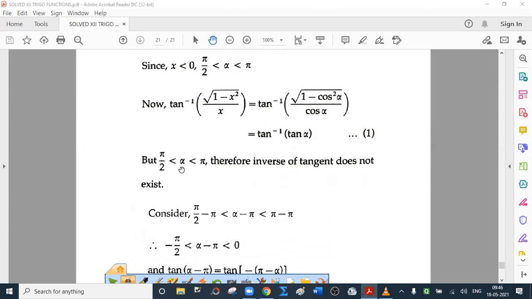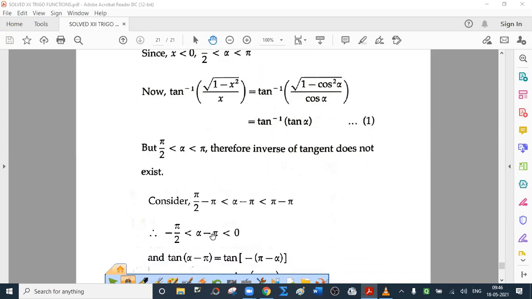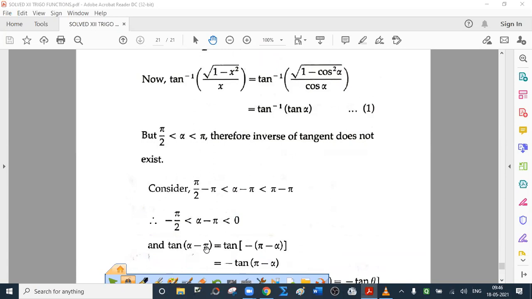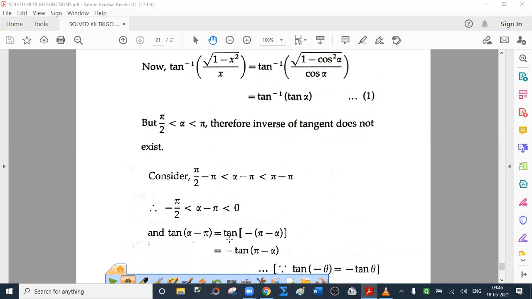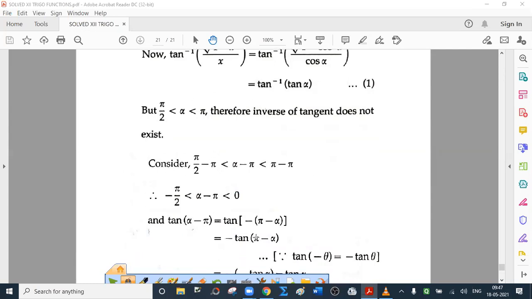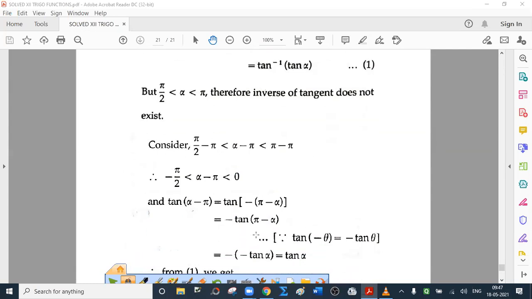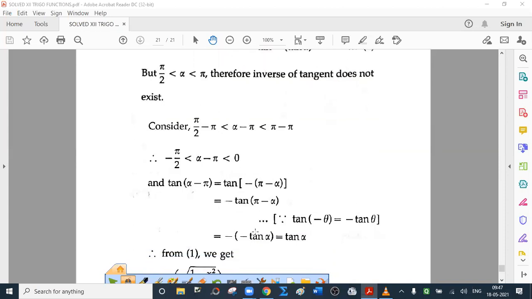Let me explain this. But pi by 2 less than alpha less than pi, inverse of tangent does not exist. Why? Because for that it has to lie between minus pi by 2 and pi by 2. This step is important. See, and therefore subtract pi. If you subtract pi, you get minus pi by 2 less than alpha minus pi less than 0. And tan of alpha minus pi is nothing but tan of minus in bracket pi minus alpha, tan of minus theta is minus tan theta. But already minus is there, so it is plus.